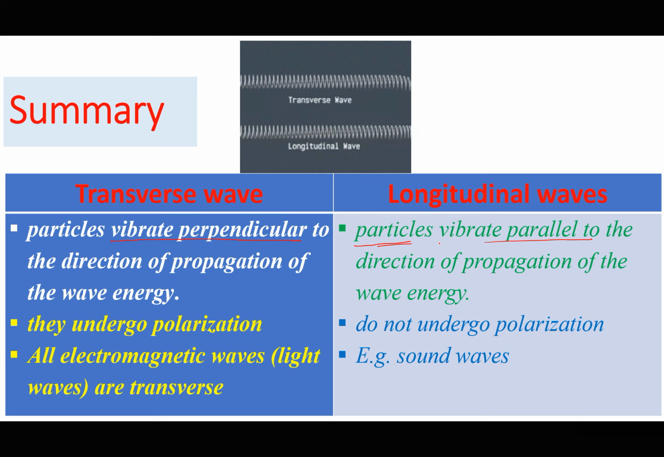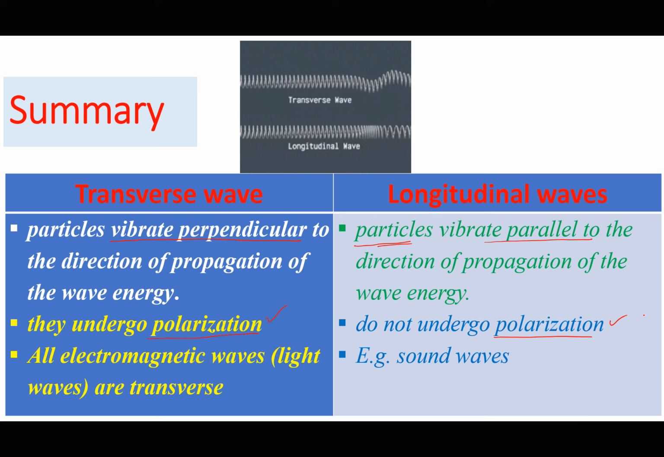Of course, later on we shall see that transverse waves undergo polarization, and this is what distinguishes them from longitudinal waves. Because their particles vibrate in more than one plane, it is easier to polarize them. We shall see what we mean by polarization as a subunit in this topic. Longitudinal waves do not undergo polarization after all. The particles vibrate in the same direction, parallel to the direction of propagation of wave energy.